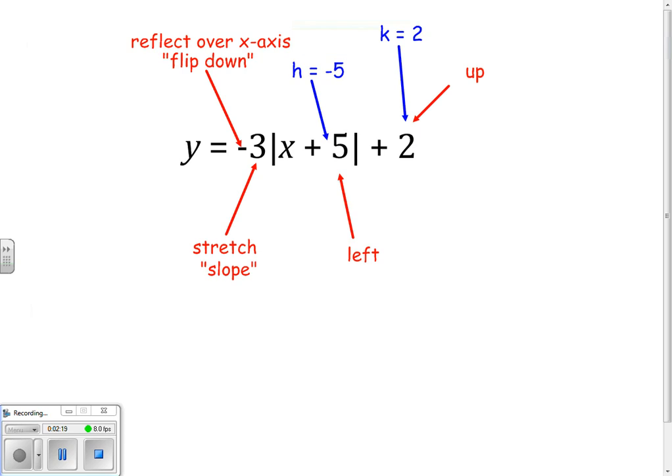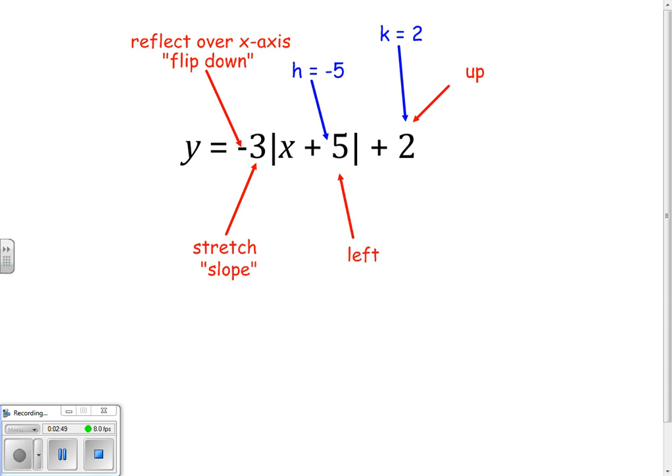So we've been, for the last couple of days, looking at how we can transform functions. And so I've given you a function up there, and lots of transformations have occurred. And what's written in red has been what you've been used to. That negative out front is a reflection over the x-axis, which flips my graph down. The 3 is a stretch, and it ends up being my slope. I end up going up 3 over 1. The plus 5 inside moves me left 5, and the plus 2 outside moves me up 2.